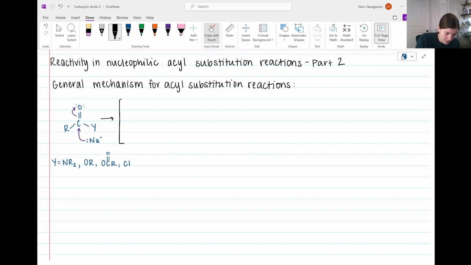So we have the R group bond to the carbonyl carbon doesn't change. The Y group bond to the carbonyl carbon doesn't change. The single bond to oxygen does not change, but this double bond does, so we indicate that with a dotted line. And then the new bond forming between carbon and the nucleophile is a bond that is forming, so we represent that with a dotted line.